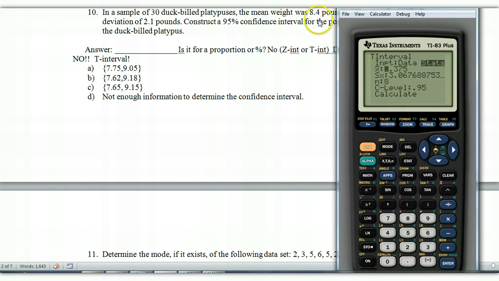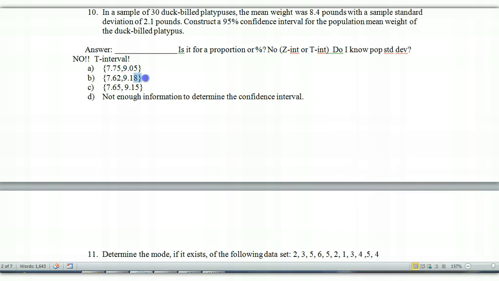Our sample mean was 84 pounds. What's our sample standard deviation? It's 2.1 pounds. And what was our sample size? 30, which guarantees us that nice bell curve shape. Alright, we want a 95% confidence interval, so just leave that at 0.95, or change it if yours is not at 0.95. And then calculate. Alright, and we see that once it gets done thinking, it takes a little longer for T intervals, we get 7.62 to 9.18, which is B.